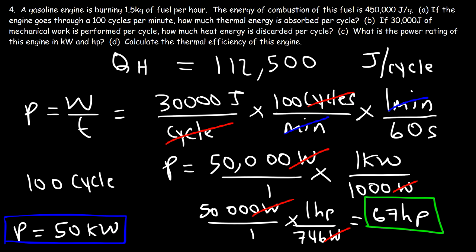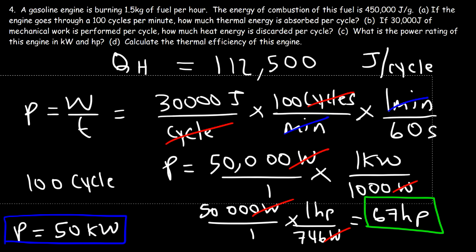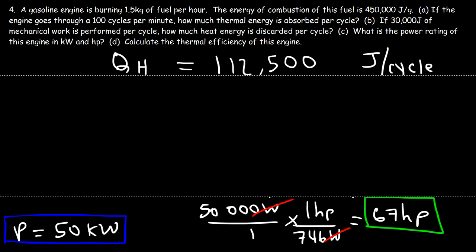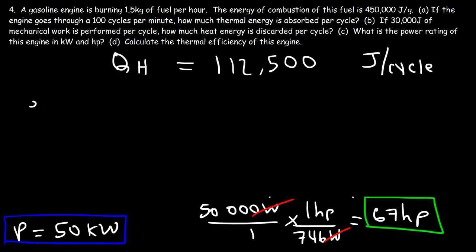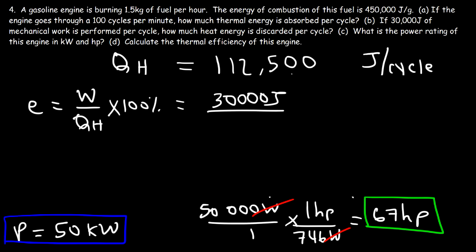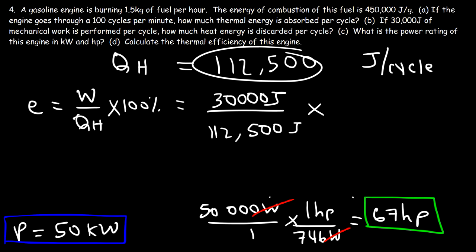Now the last thing we need to do is calculate the thermal efficiency of this engine. So the efficiency is going to be W divided by QH multiplied by 100%. So the work is 30,000 joules. We have QH, which is 112,500. And then let's multiply the ratio by 100%. So the efficiency is 26.7%. And so that's it for this problem.